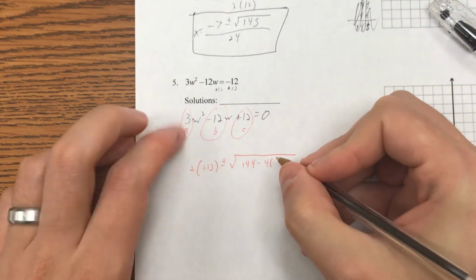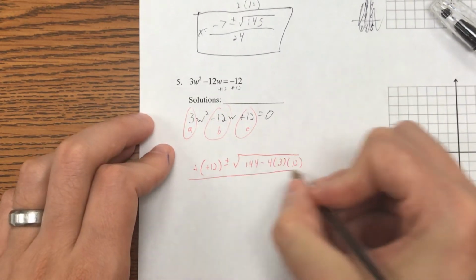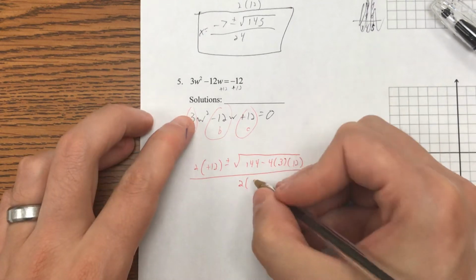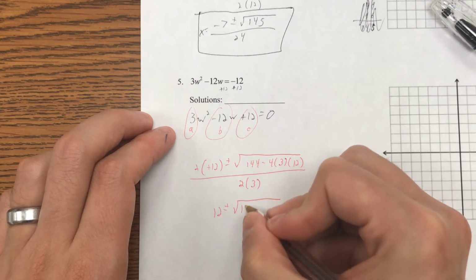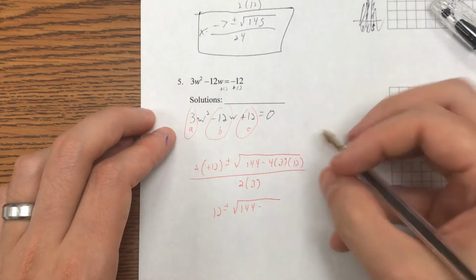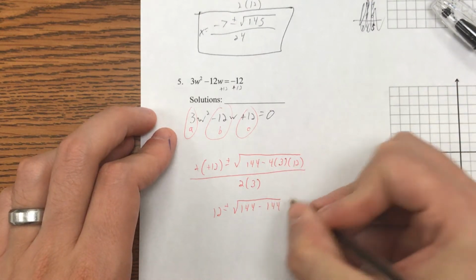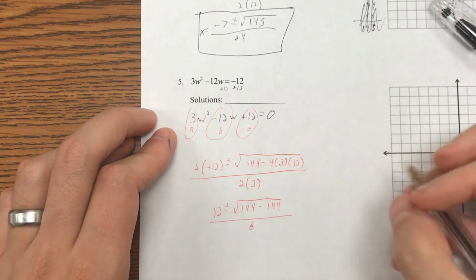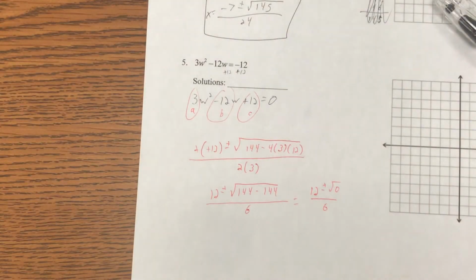minus 4 times a times c, all over 2 times a. So you get 12 plus or minus the square root of 144 minus 4 times 3 is 12. 12 times 12 is 144. But 144 minus 144 is just 0. Pardon me. So the discriminant's 0.